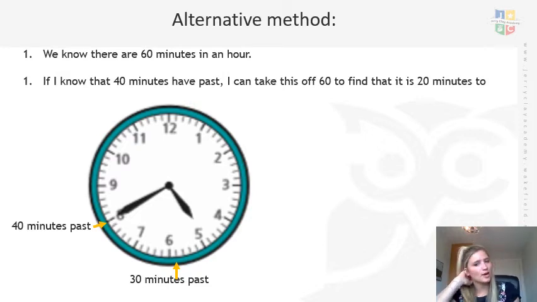Okay, another way that we could work this out is that we obviously know that there are 60 minutes in an hour. So if I know that my minute hand has gone 40 minutes past, this is an easy way you might be able to remember it, because obviously at the bottom it's half past, and that's 30 minutes, then 35, 40. If I know that 40 minutes has passed and I know that there are 60 minutes in an hour, I could do 60 take away 40 to find that there are 20 minutes left till it gets to the o'clock. So I could say that it would be 20 to 5. So that's just an alternate method that you might be able to also spot as well.